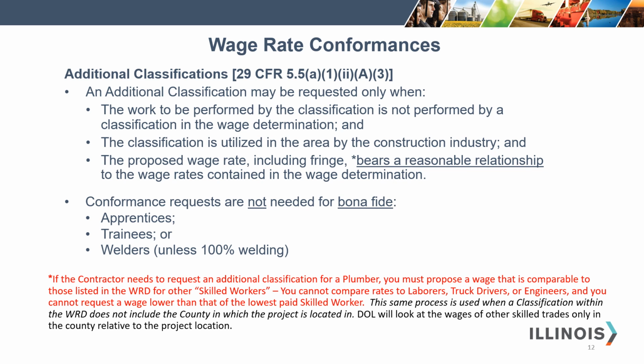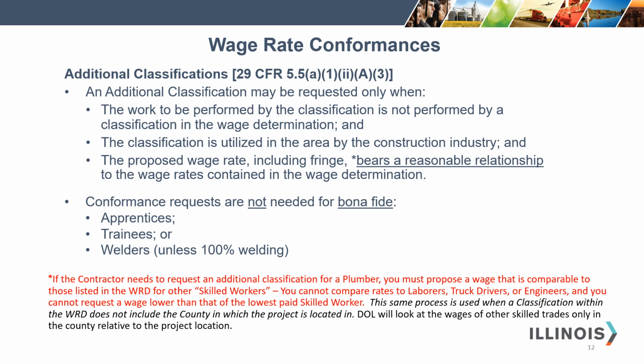To bear a reasonable relationship, an example is if the contractor needs to request an additional classification for a plumber, then he must propose a wage that is comparable to those listed in the wage rate determination for other skilled workers. He cannot compare rates to laborers, truck drivers, or engineers. And he could not request a wage rate lower than that of the lowest paid worker because, again, it has to bear a reasonable relationship to the wages contained in the wage rate determination.